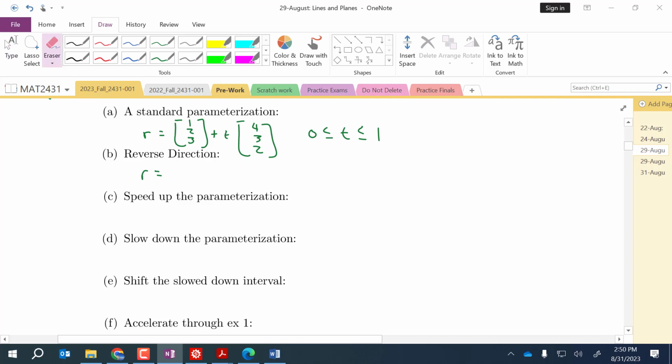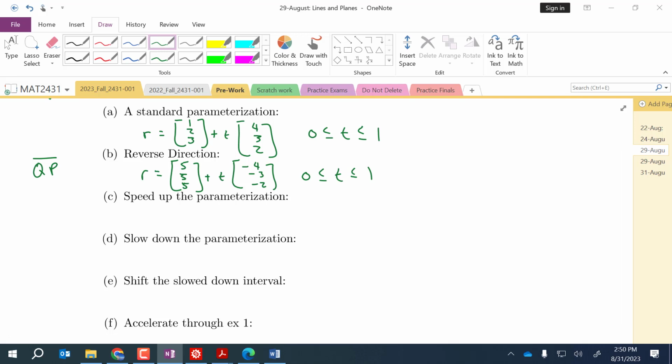Let's go ahead and pick point Q, which was what? 5, 5, 5. And then we're going to have to come up with the direction vector QP, right? Well, notice that's just going to point in the opposite direction that our first one did, right? So that would be plus t times -4, -3, -2, for 0 less than or equal to t less than or equal to 1. Now, folks, something to keep in mind here is, let's just leave it at that.